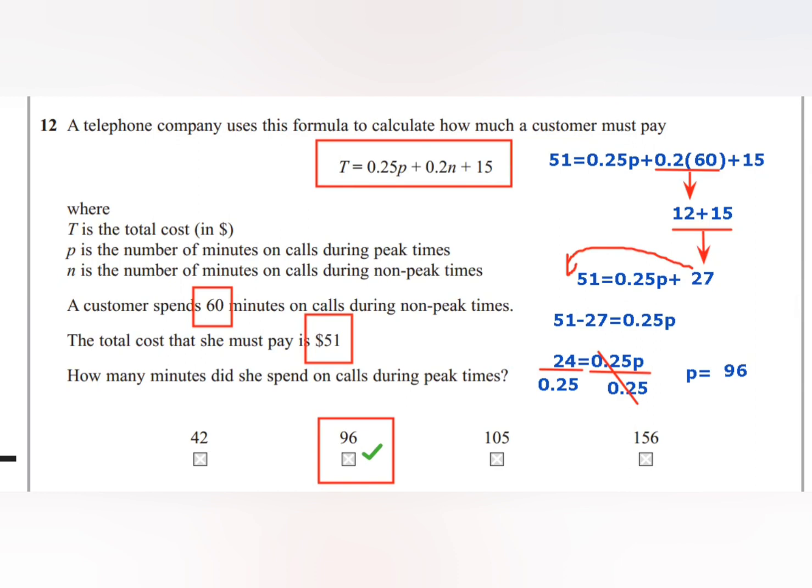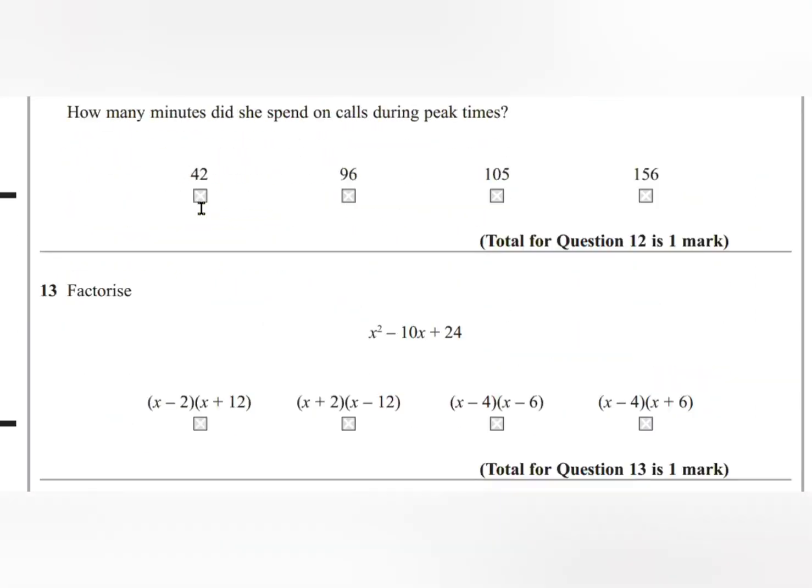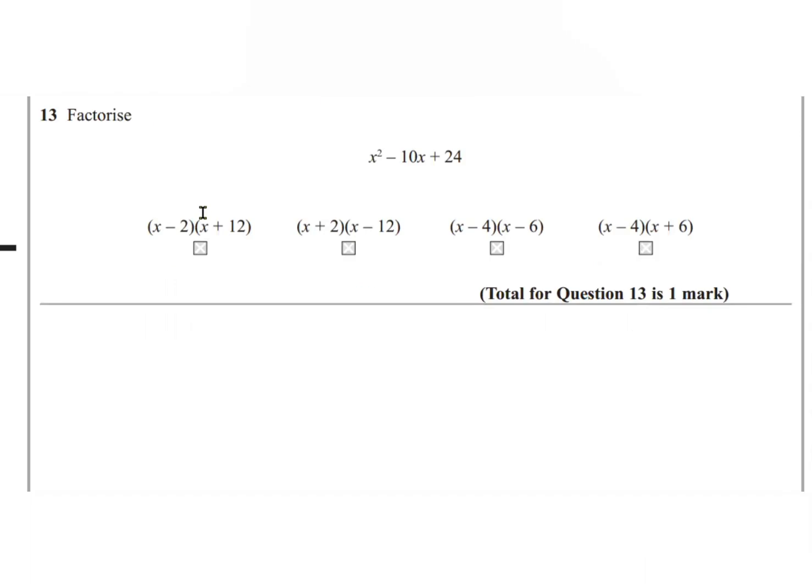Question 13. Okay. In question 13, factorize. We have a quadratic expression. We're going to factorize it. X squared minus 10x plus 24. Same idea as we did before. Let me zoom in, and then we factorize it, and then we go back, okay?